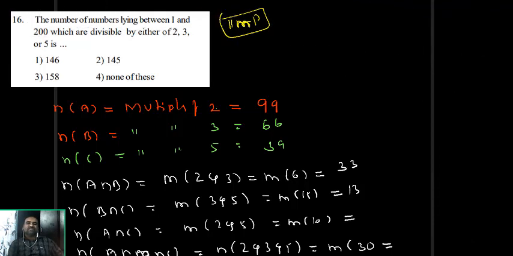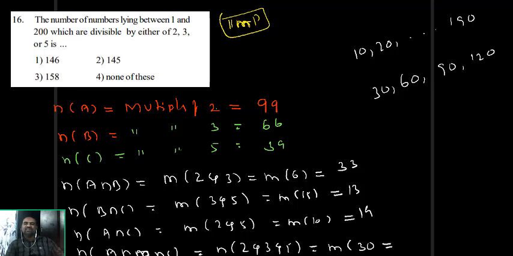Okay, multiples of 10 I want: 10, 20, and so on, up to 190 only. You can't take 200. How many? There are 19 in number. Next, multiples of 30 I want: 30, 60, 90, after 90 add 30 to get 120, 150, 180.